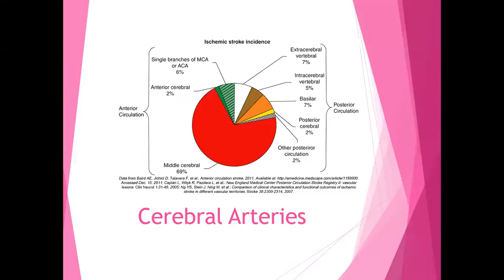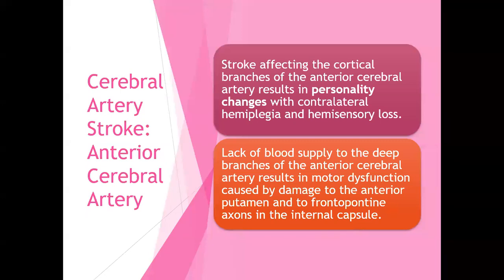So of the cerebral arteries, this is a fascinating chart, I think. 69% of strokes are in the middle cerebral artery. Ischemic strokes are in the middle cerebral artery. So the things that we think of as typical stroke symptoms are middle cerebral artery symptoms. Even though there are all those other ones that you could possibly have, what we consider to be typical stroke symptoms are middle cerebral artery symptoms. So we'll talk about the specific middle cerebral arteries in a second.